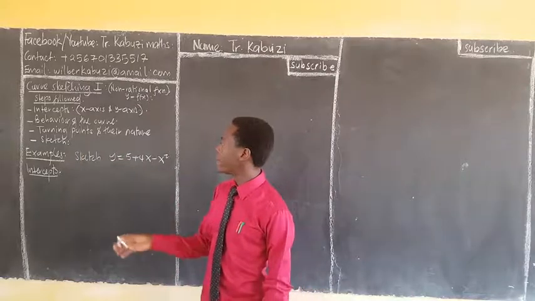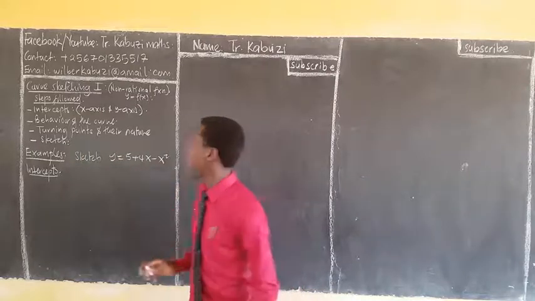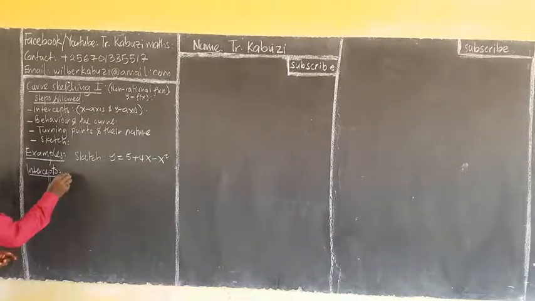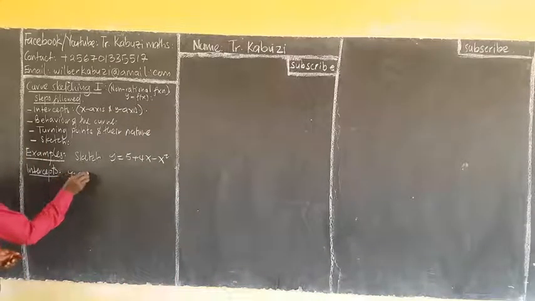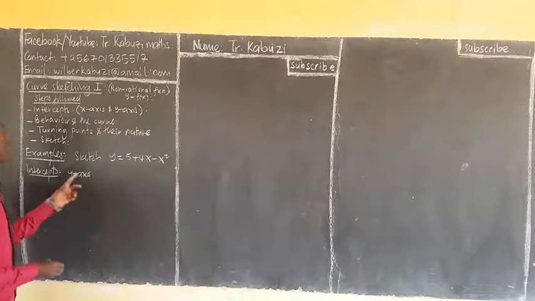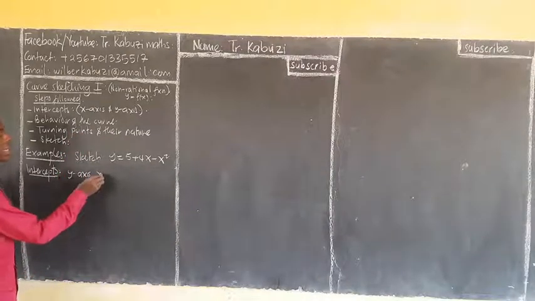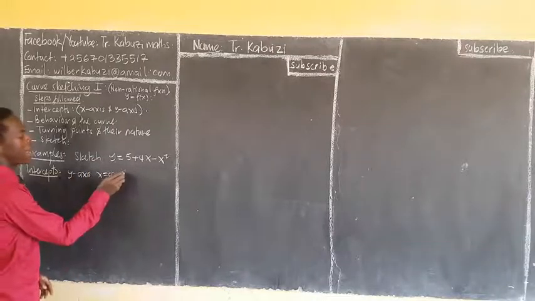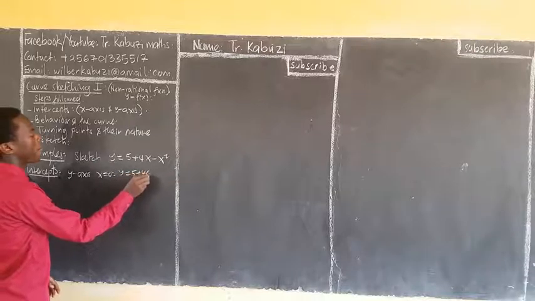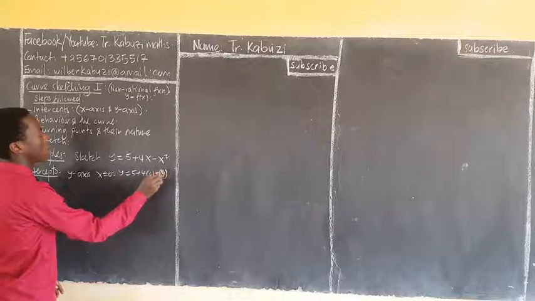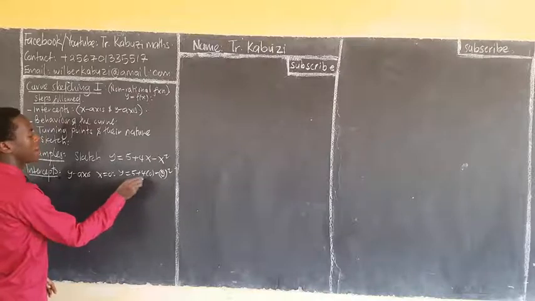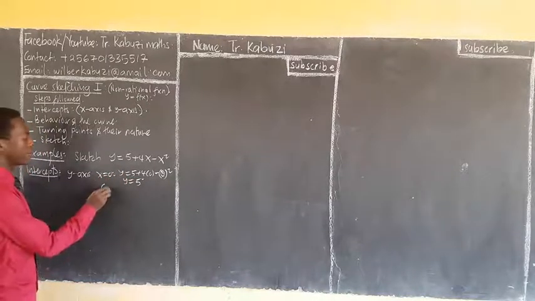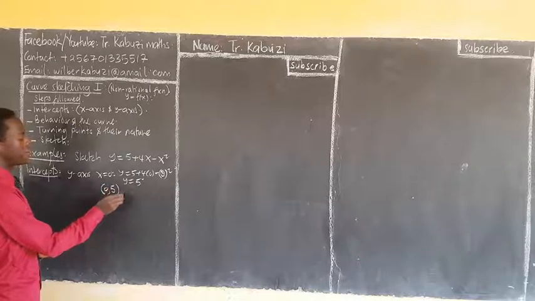So in the examples, we have sketched this curve. The curve is here. So start by getting the intercepts. I start with the y-axis intercept. At the y-axis, we know that x is 0. And if x is 0, when I put 0 here, I have y equal to 5. Our y is 5. Hence the point will be (0, 5), the x coordinate and the y coordinate.